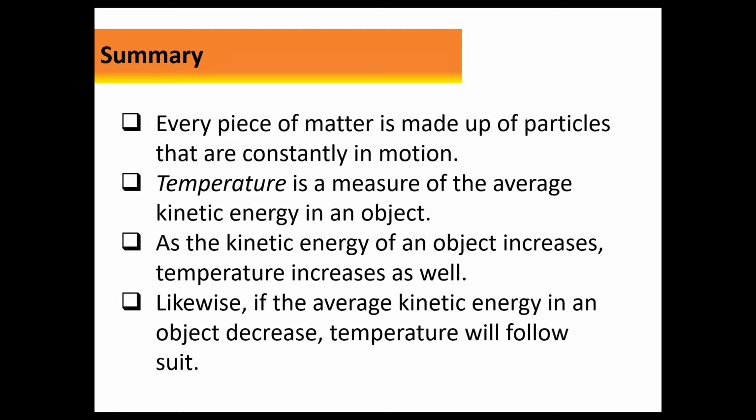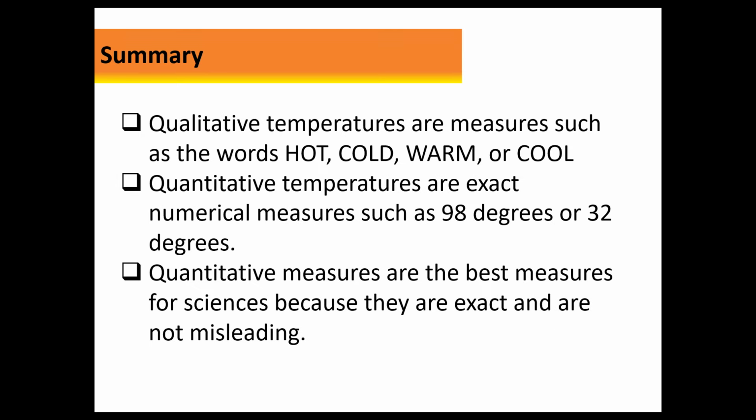This is just a quick summary, so I'm going to go through this really quick, and then we'll end our lesson over heat and temperature. So remember, every piece of matter, solids, liquids, gases, are made up of particles. They're constantly in motion. This is called the kinetic theory. Temperature is a measurement of the average kinetic energy in an object. We know if kinetic energy increases, the temperature of the object will increase, so they're directly proportional. Likewise, if the kinetic energy of an object decreases, the temperature is also going to decrease.